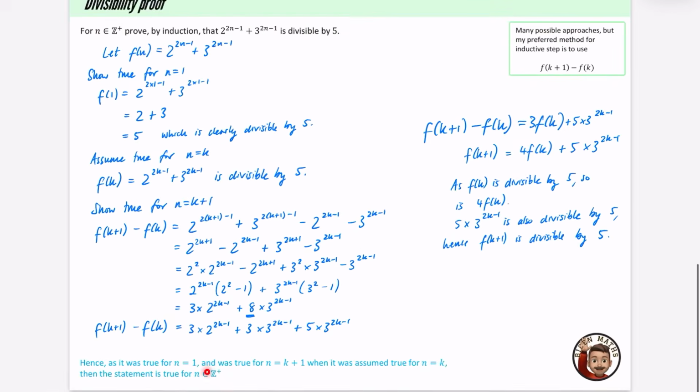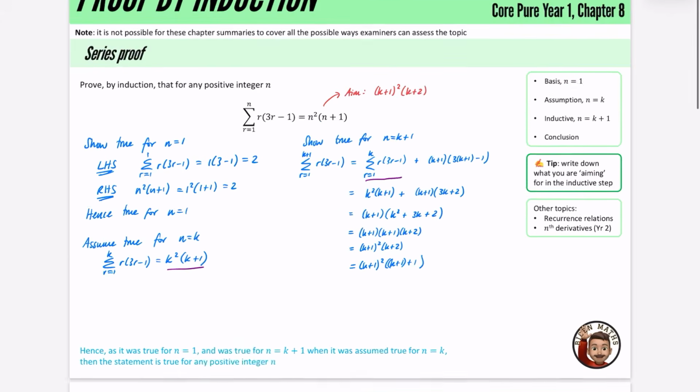Hence, as it was true for n equals 1, and it was true for n equals k plus 1 when it was assumed true for n equals k, then the statement is true for n as the positive integers. Now, these divisibility questions don't always need this idea of splitting something up. You may have had a 5 here and a 15 here that is immediately divisible by 5. I deliberately picked this question because it had a little bit of an extra twist to it, where we had to do some kind of splitting up. I think definitely divisibility proofs are the most challenging ones that we have for this.